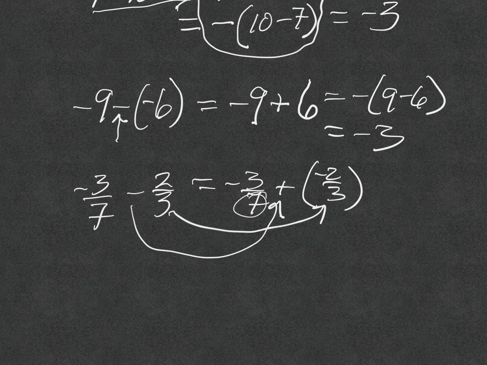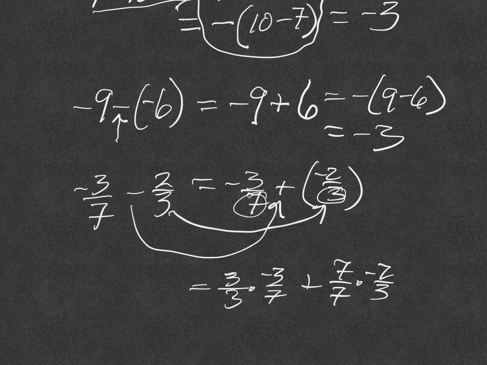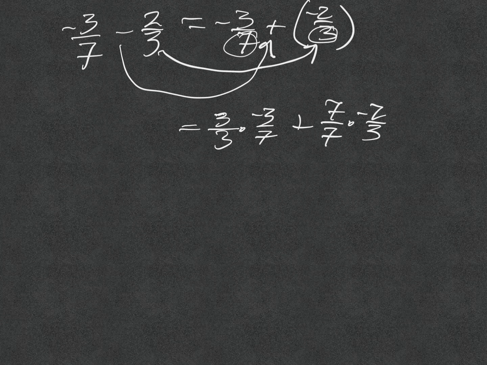So I look at the denominators. 7 times 3 is a common denominator, 21. So I need to multiply 3 over 3 times -3/7 plus 7 over 7 times -2/3 to get the common denominator. And that's -9/21 plus a -14/21. So now I'm adding a negative and adding another negative.